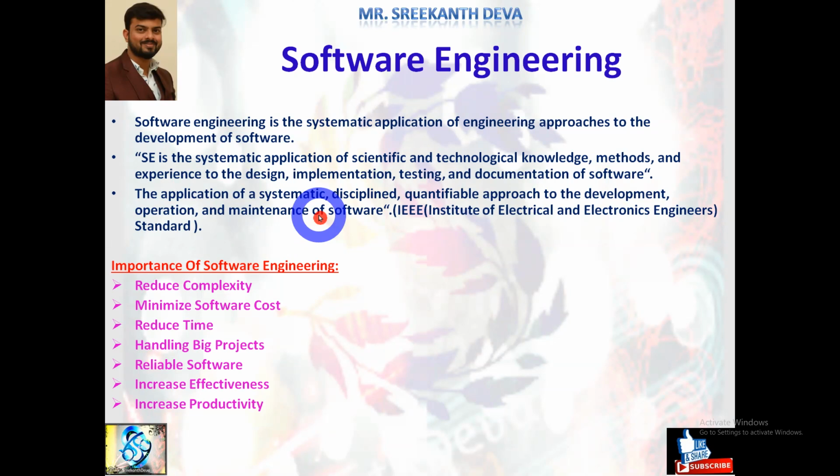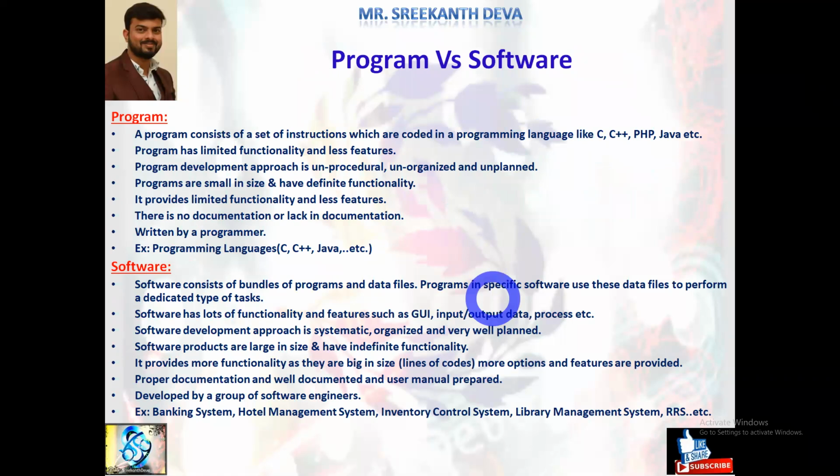Software engineering. Okay, see the main uses of software engineering, like reducing complexity, minimizing the software cost, it reduces the time, handling large volume of projects like big projects, any kind of healthcare projects, library management system, railway reservation systems, hotel management system, large volume of banking sectors, any kind of projects. Reliable software increases effectiveness, increases productivity, company productivity and effectiveness is going to be increased by using the software engineering approaches for developing any real-time projects. Okay, so this is the importance of software engineering.